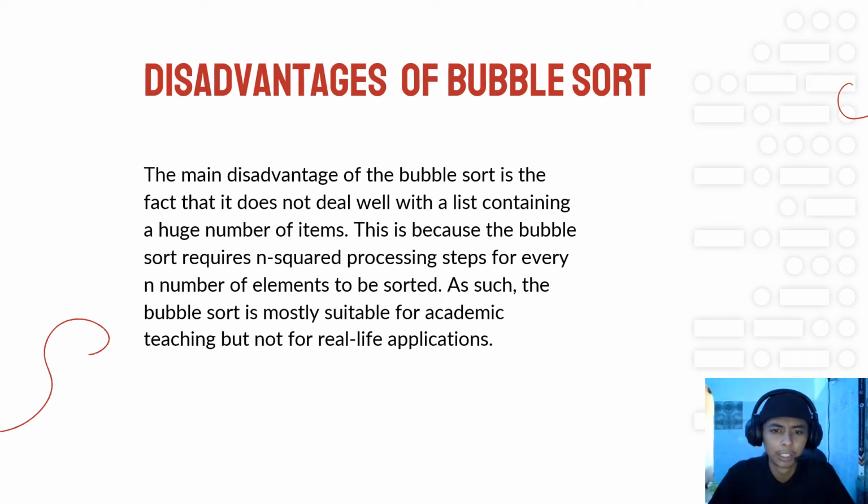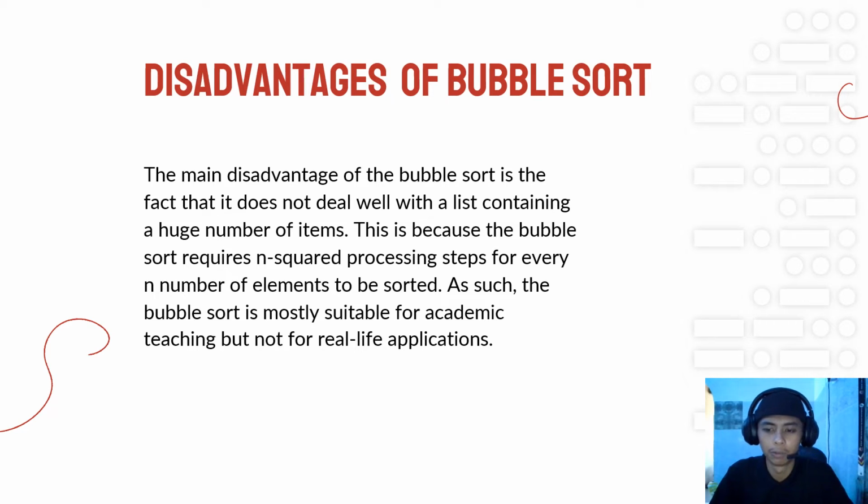The main disadvantage of the bubble sort is the fact that it does not deal well with a list containing a huge number of items. This is because the bubble sort requires n squared processing steps for every n number of elements to sort. As such, the bubble sort is mostly suitable for academic teaching, but not for real-life applications.